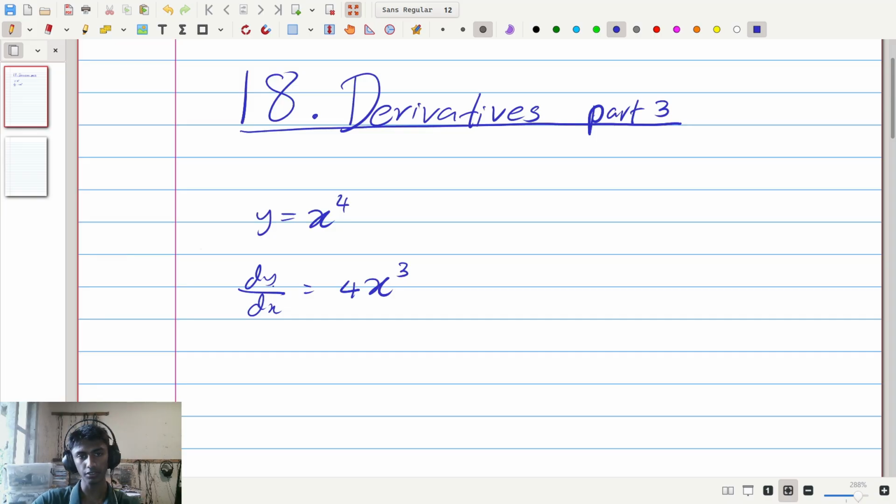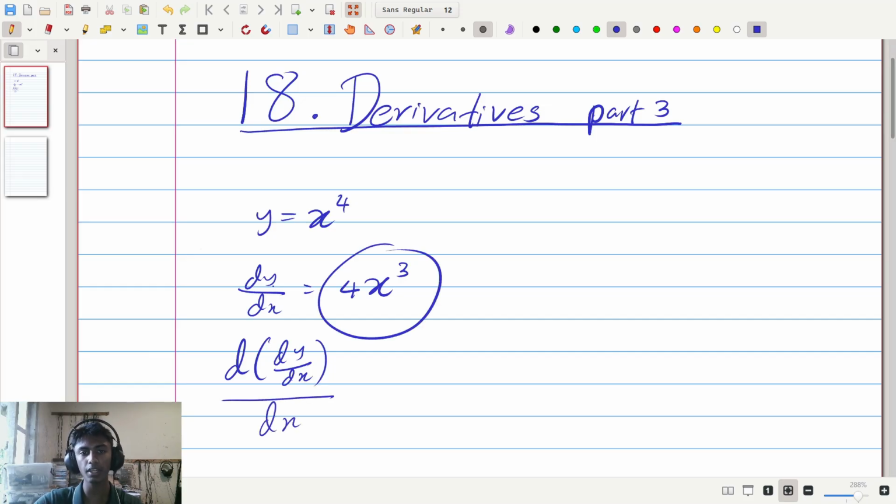But now notice, this is once again a function of x. So I can once again take the derivative d of dy by dx with respect to x, and in this case what we're going to have is the derivative of this thing with respect to x, which is going to be, here we have a constant of 4, here we have x to the power of 3, x to the power of 3's derivative is going to be 3 times x to the power of 3 minus 1 or 3x squared, and then that needs to multiply by 4 to get our final answer of 3 times 4 or 12x squared.